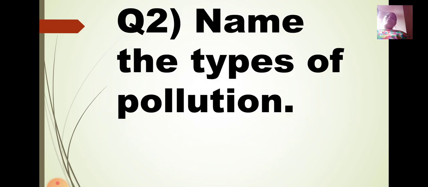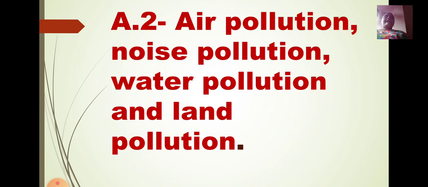Okay, now let us move on to the second question. Name the types of pollution. You already know it. Come on, let us see. Air pollution, noise pollution, water pollution and land pollution. So these were the four main types of pollution which were mentioned in the passage. They have just told you to name the four types of pollution, so I have just named them. You don't need to answer in a full sentence.